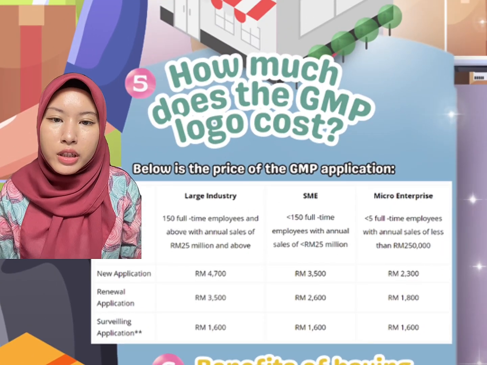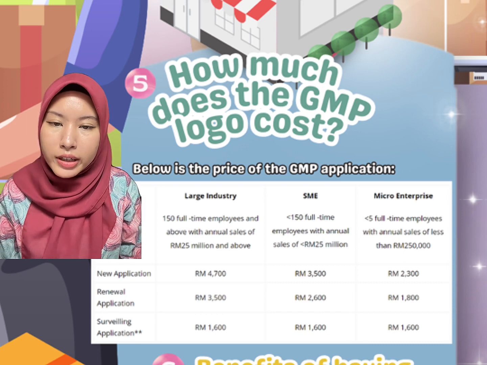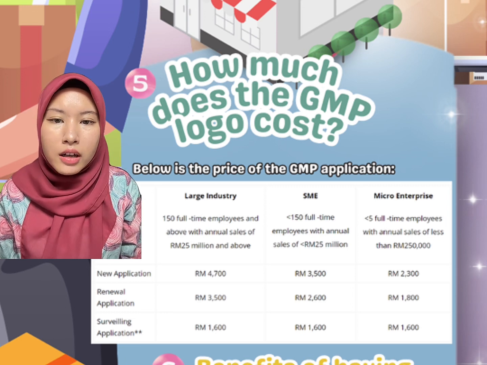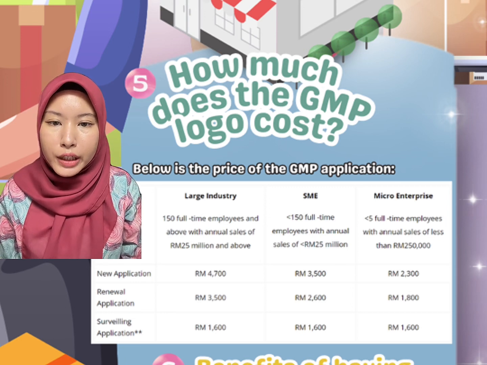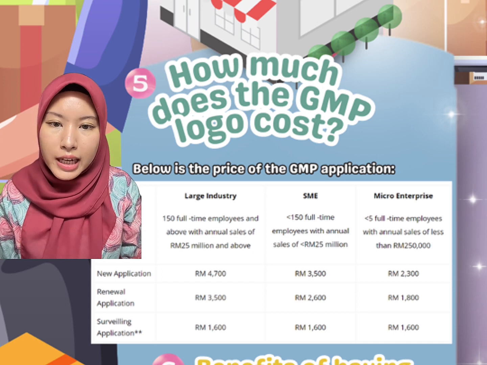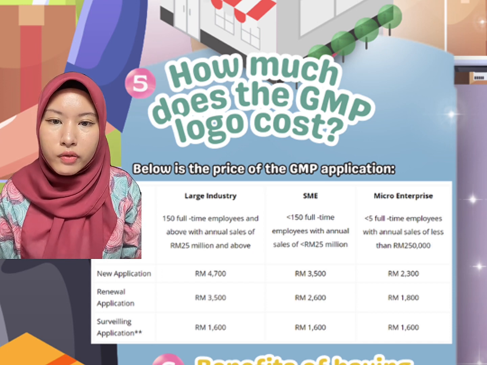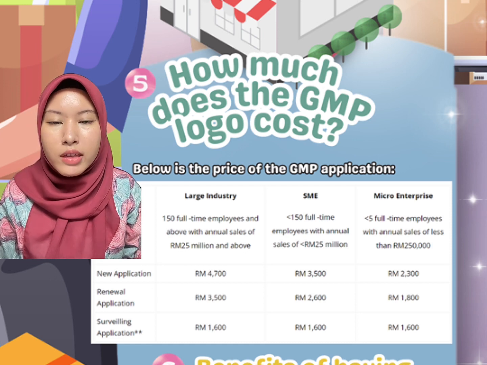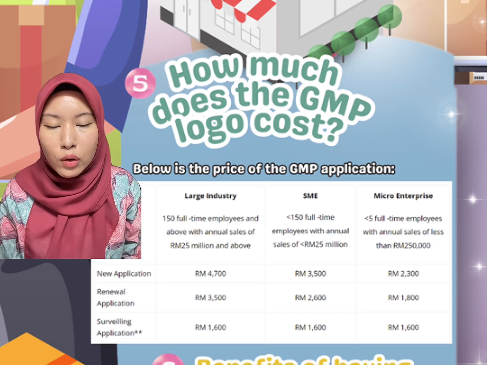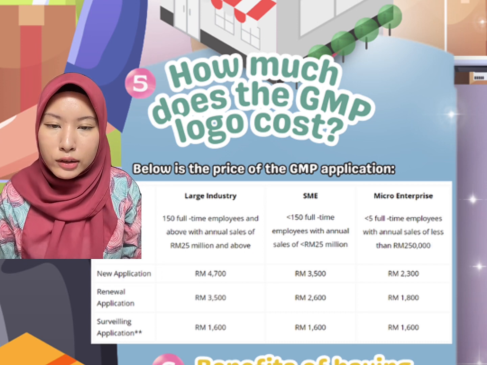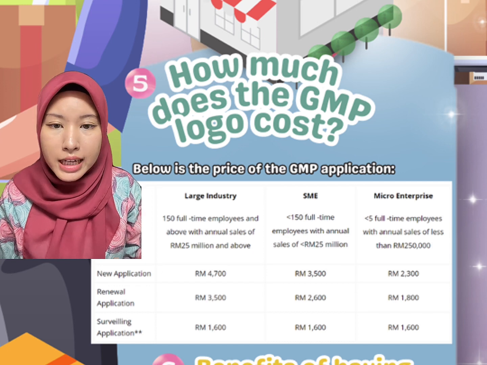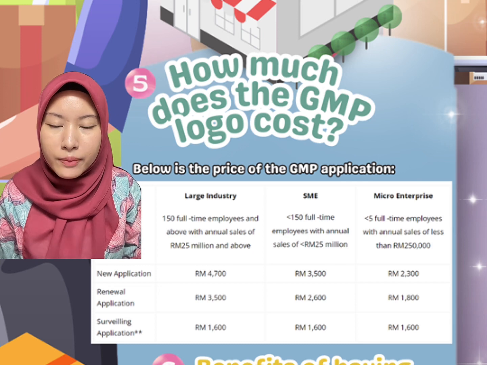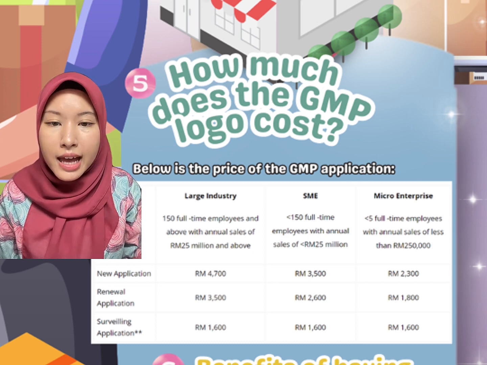For a large industry which consists of more than 150 full-time employees and with annual sales of more than 25 million, the GMP logo should cost them around 9,800 in total, including renewal application, new application, and also surveillance application. Next, for SMEs, which stands for Small and Medium Enterprise, with less than 150 full-time employees and less than 25 million annual sales, the GMP logo should cost 7,700 ringgit in total. Lastly, for micro enterprises, with less than 5 full-time employees and annual sales of less than 250,000 ringgit, the GMP logo should cost 5,700 ringgit.